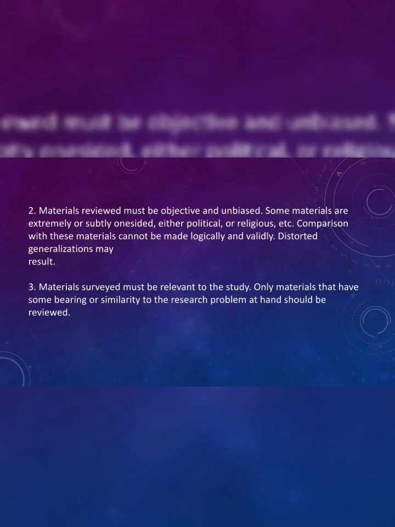2. The materials reviewed must be objective and unbiased. Some materials are extremely or subtly one-sided, either political or religious. Comparisons with these materials cannot be made validly, and distorted relations may result. 3. Materials surveyed must be relevant to the study. Only materials that have some bearing or similarity to the research problem should be reviewed.